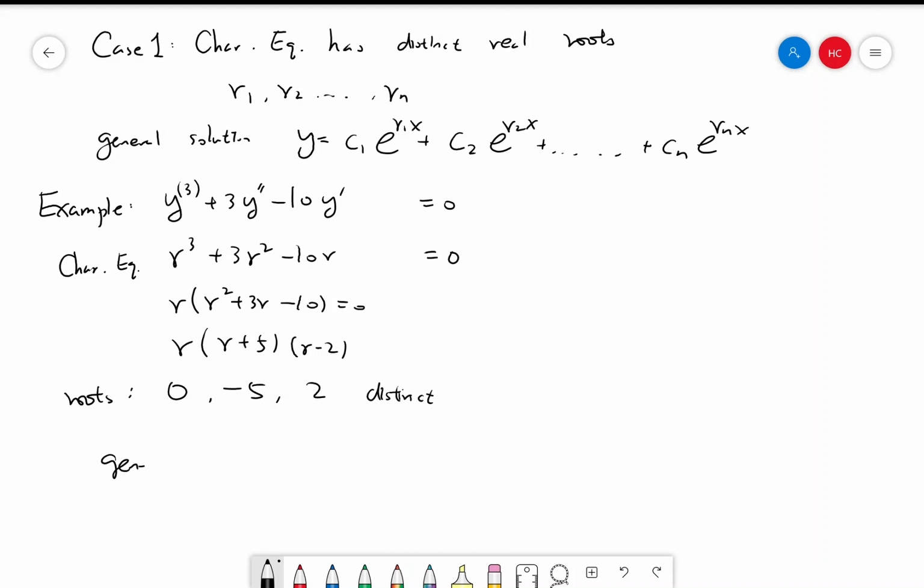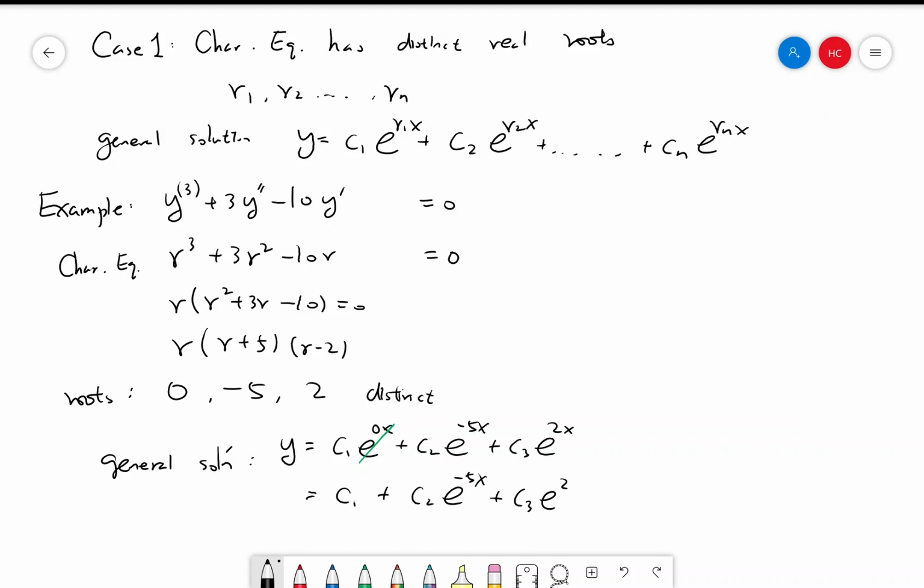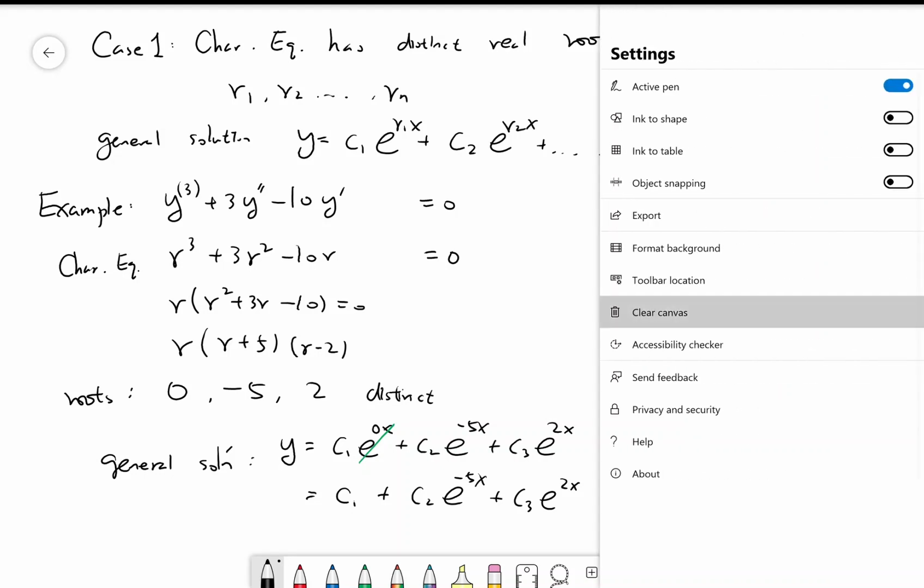So the general solution is of the form y equals c1 times e to the 0x plus c2 times e to the negative 5x plus c3 times e to the 2x. E to the 0x is just 1, so it's equal to c1 plus c2 times e to the negative 5x plus c3 times e to the 2x. Alright, so let's do a different example.